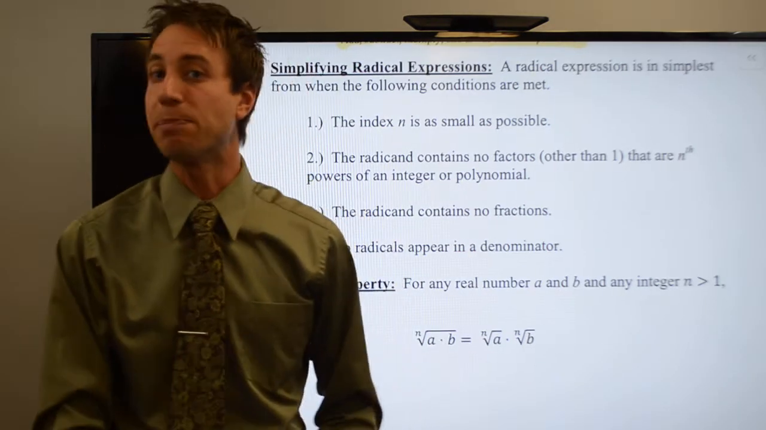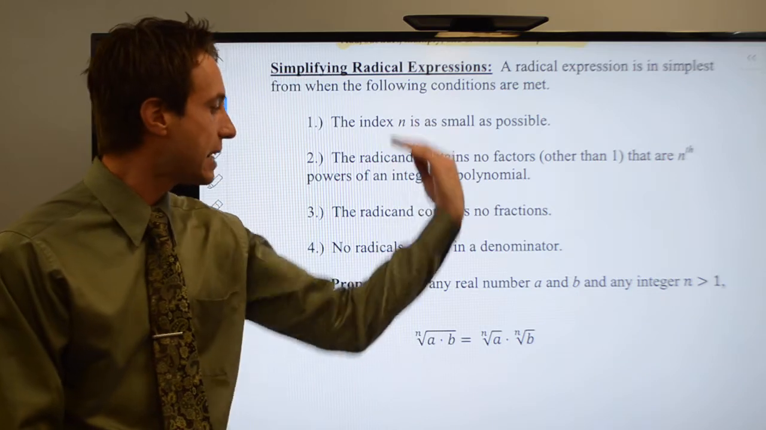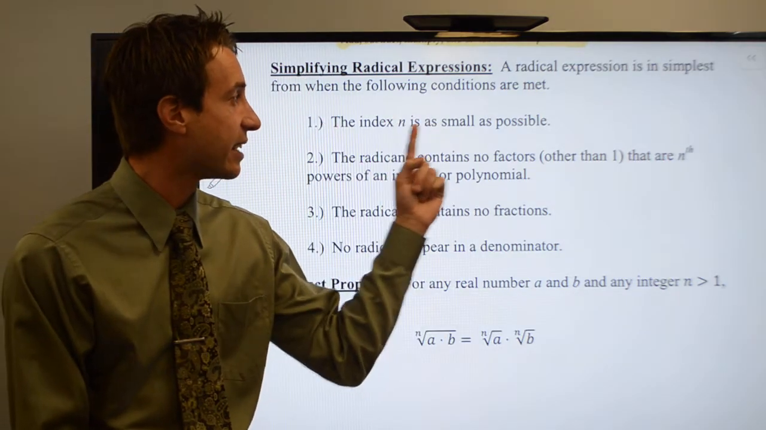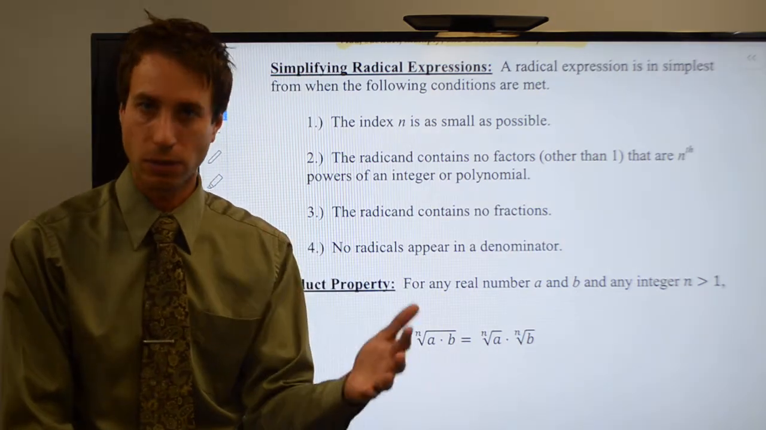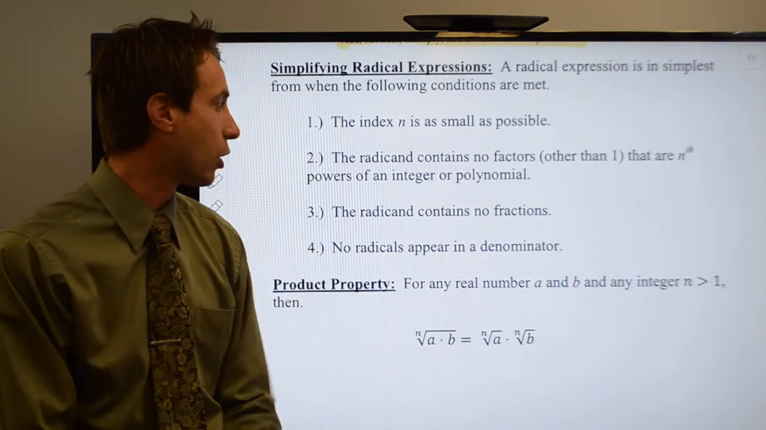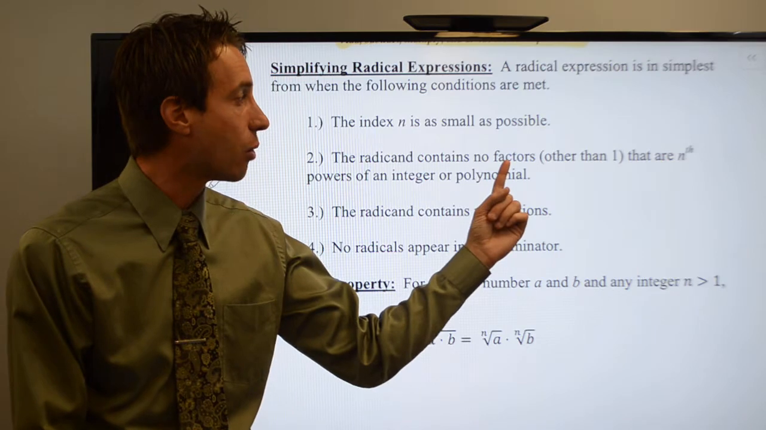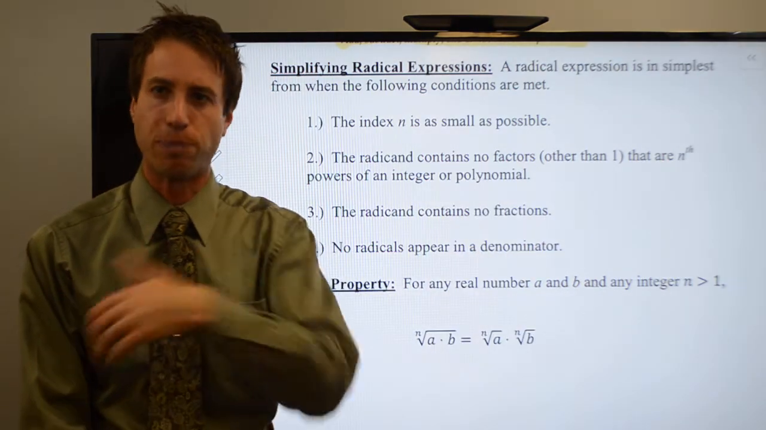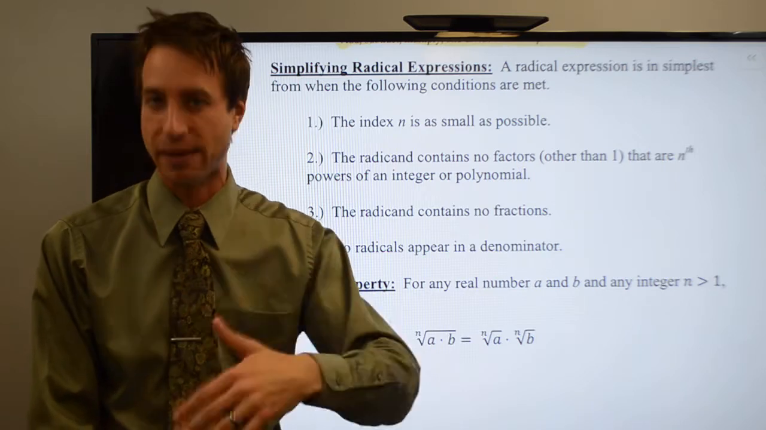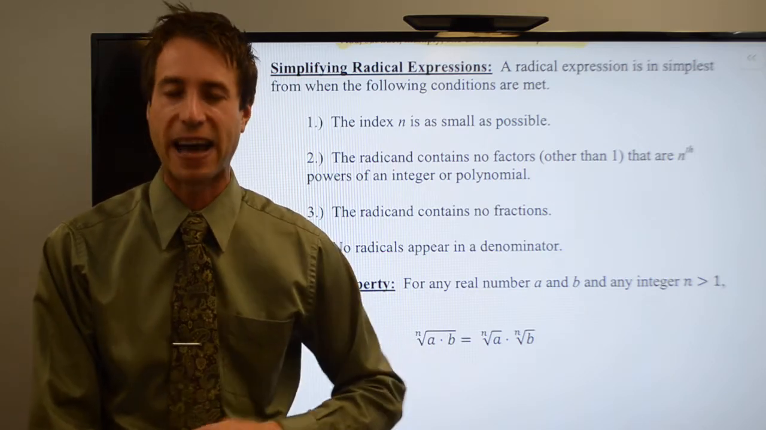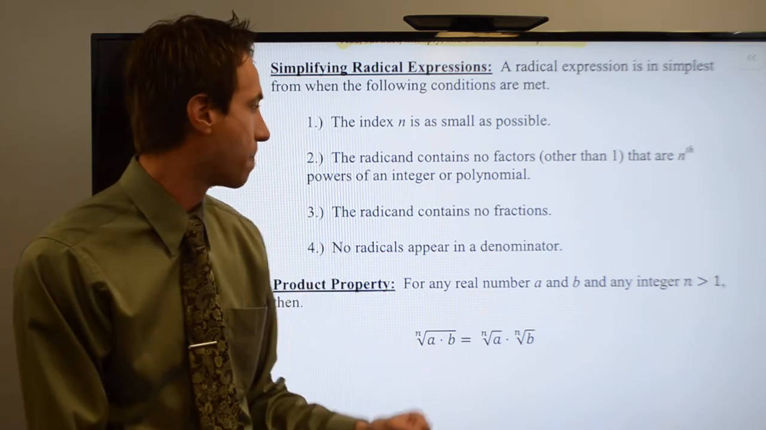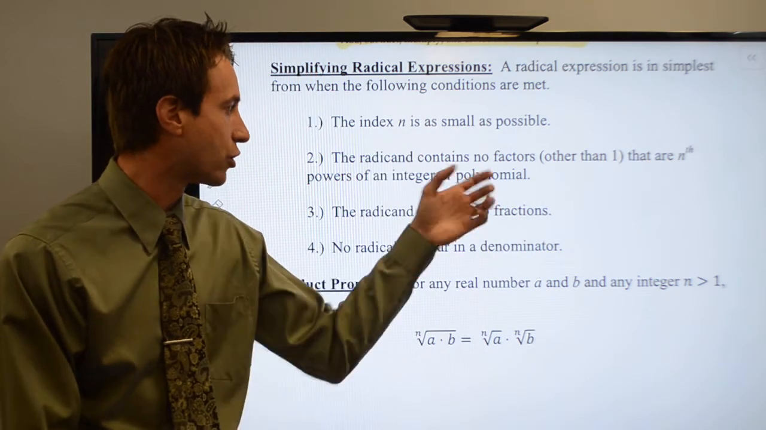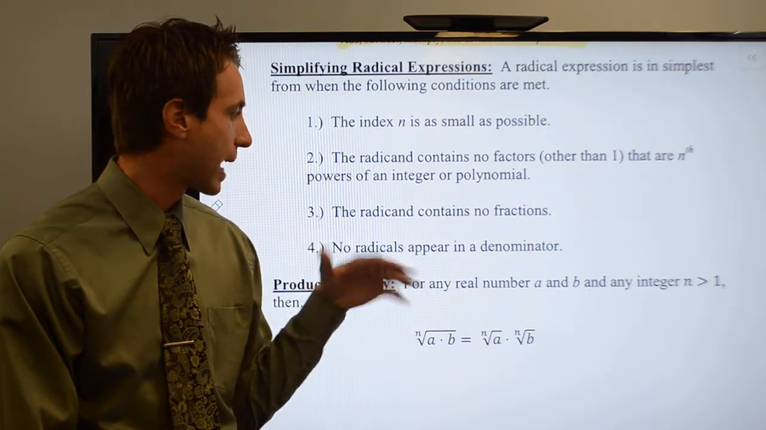In order to simplify a radical expression, you need to make sure that you've done all four of these things. The index, n, is as small as possible. Okay, we've done that, no big deal. The radicand contains no factors other than 1 that are nth powers of the integer or polynomial. That means you've simplified everything as far as you can. Great, we're okay with all that.